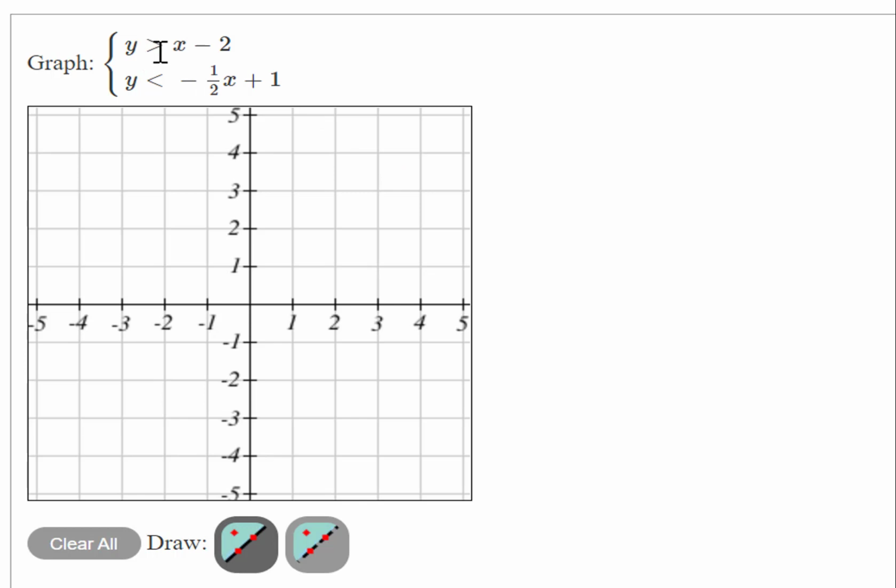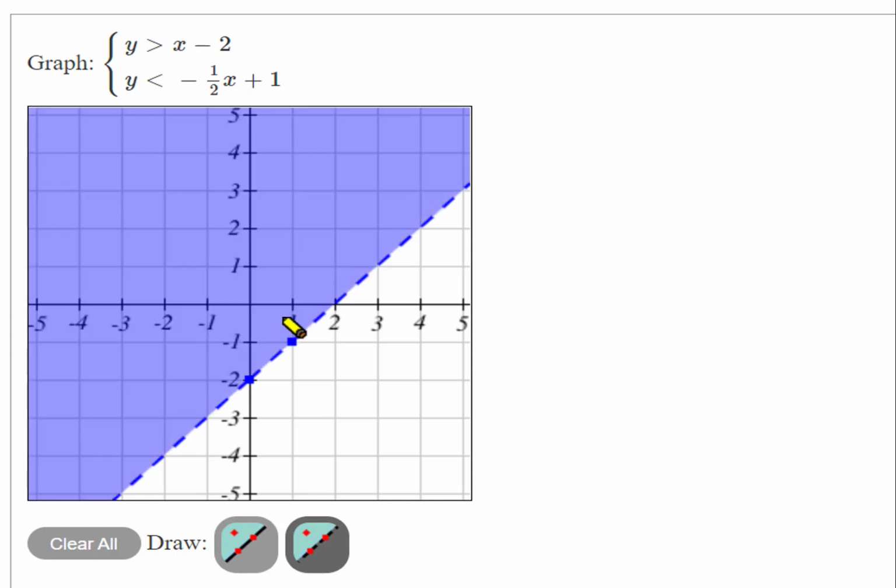So the first line equation is y is greater than x minus 2. So you want to choose a dashed line or a solid line based off of the inequality. So you want a dashed line. Then what I would recommend is pick the point that is your y-intercept, so negative 2. And then we have a slope of positive 1. So then up 1 over 1, that gives me another point on the line. I'm done graphing the line.